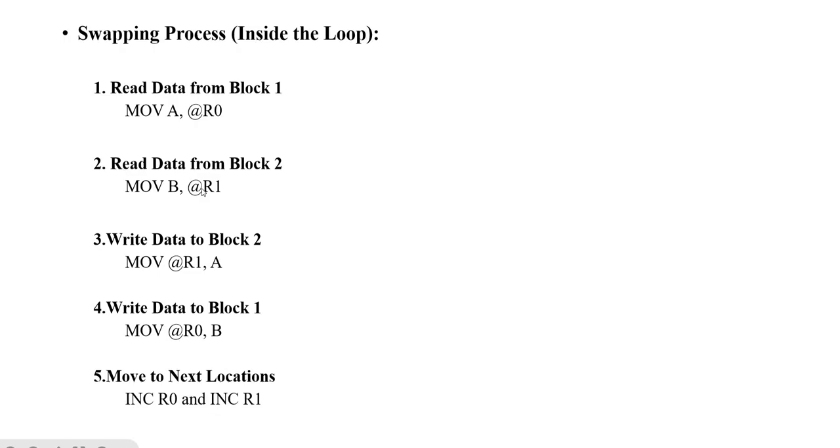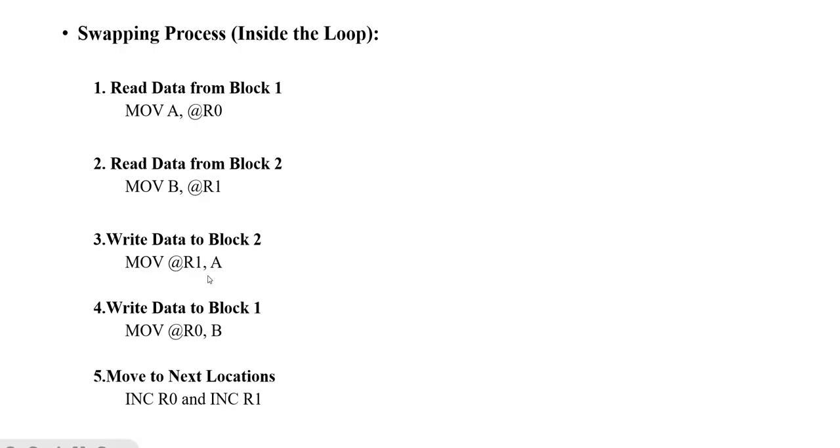Next is the second instruction, which reads data from block 2. The second instruction is MOV B, @R1. Here it will read the data from block 2. That is, it will load the value at the memory location pointed by R1 into the register B. Now R1 here is nothing but 40H.